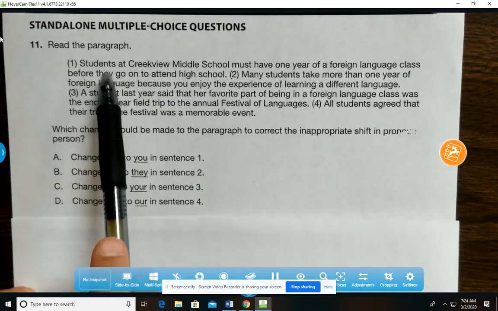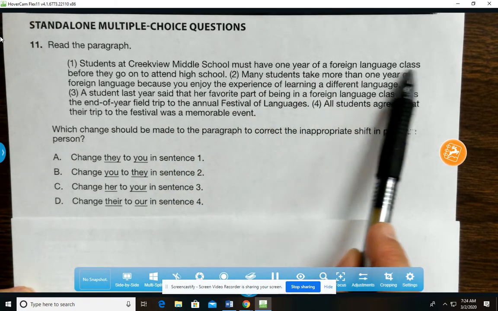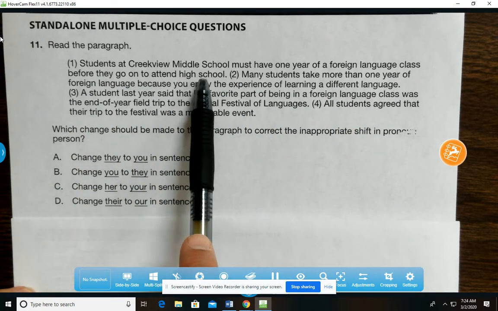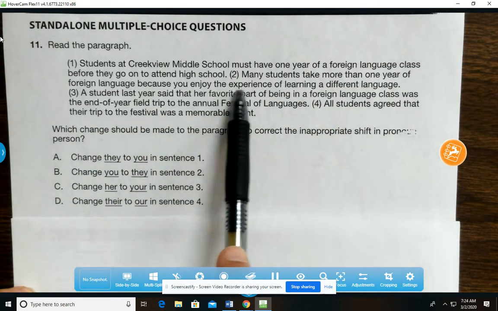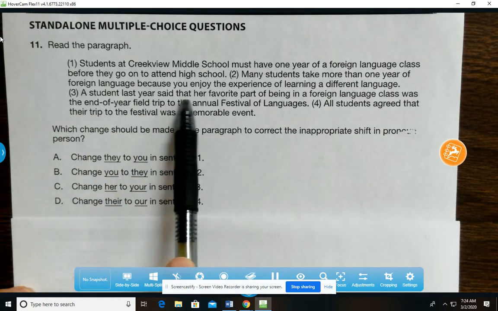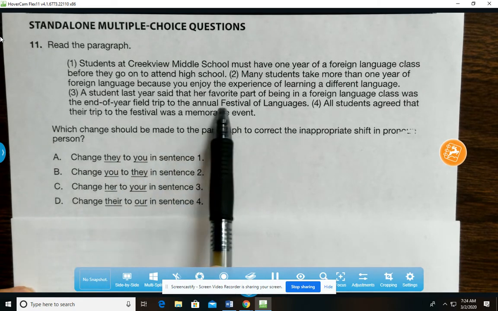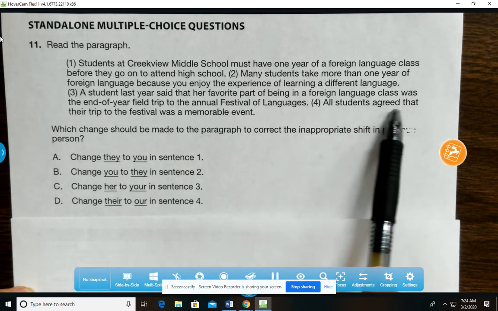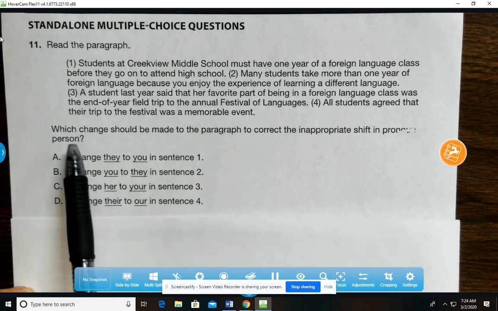Read the paragraph. Students at Creekview Middle School must have 1 year of a foreign language class before they go on to attend high school. Many students make more than 1 year of foreign language because you enjoy the experience of learning a different language. A student last year said that her favorite part of being in a foreign language class was the end-of-year field trip to the annual Festival of Languages. All students agreed that their trip to the festival was a memorable event.